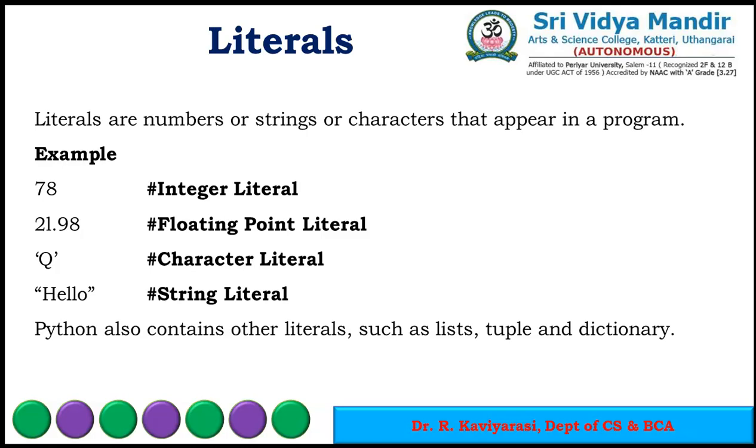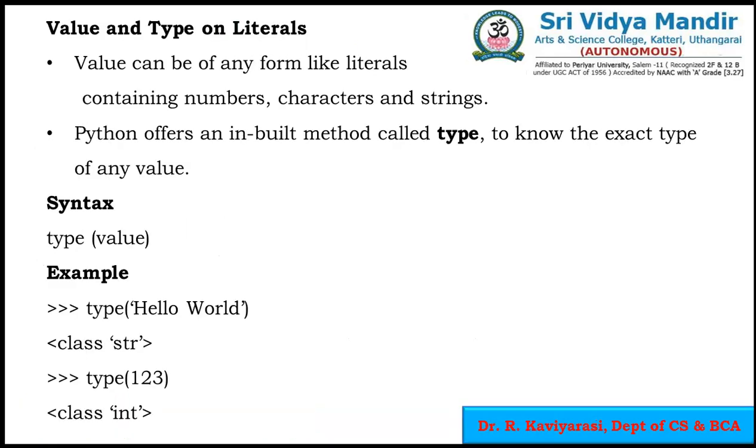There are certain types of literals such as integer literal, floating point literal, character literal, string literal. The example for integer literal is any integer number such as 78. Floating point literal contains any floating values such as 21.98. Character literal means the character must be enclosed within single quotes, and the last one is string literal. Strings must be enclosed within double quotes. Apart from these types of literals, Python contains certain literals such as lists, tuple and dictionary.